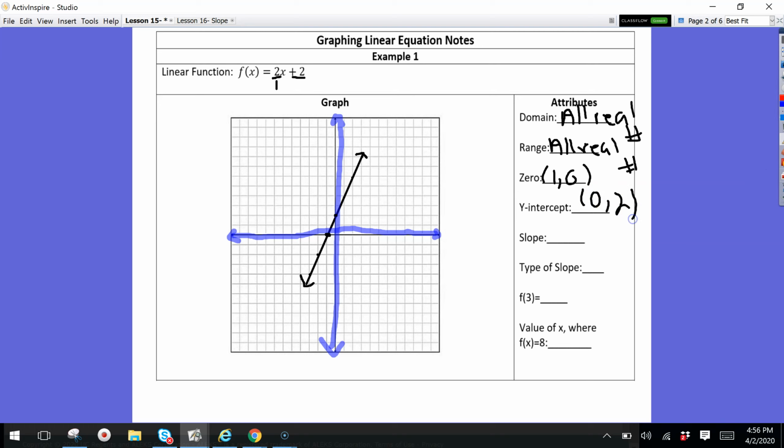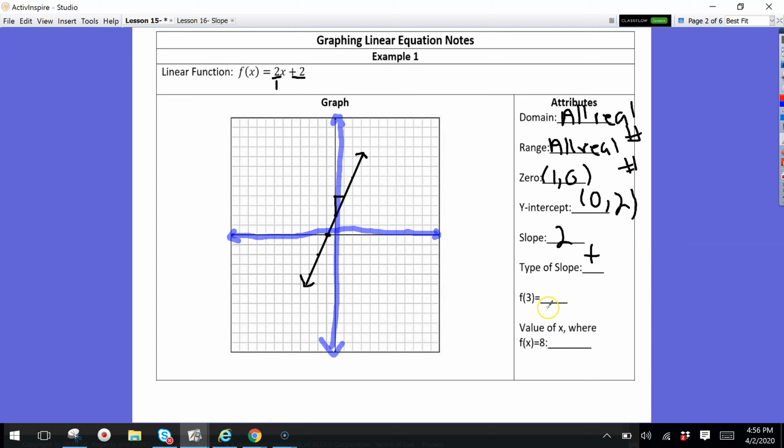Our slope, we knew that as well from the equation, but let's just make sure that we did the correct slope. Up 2 over 1. Look at that on the graph, it's there. So my slope is 2. The type of slope here is positive, so I'm going to just put a plus.